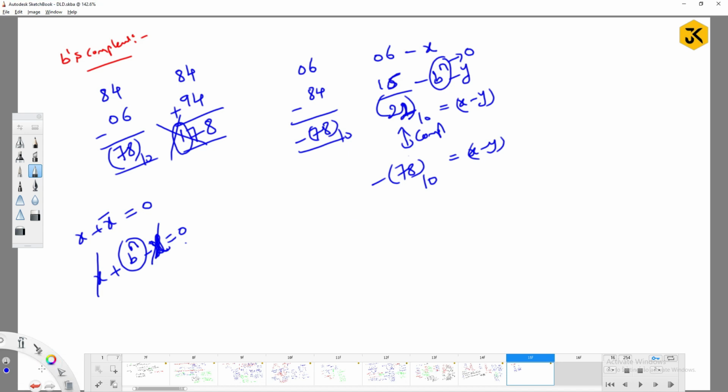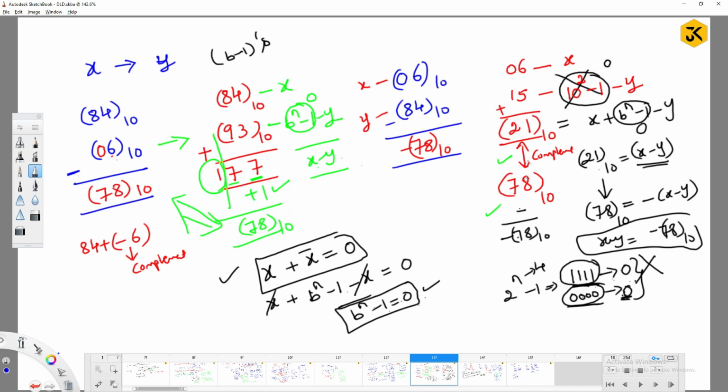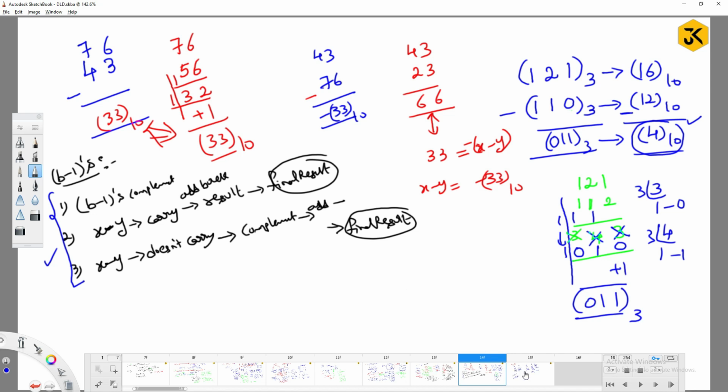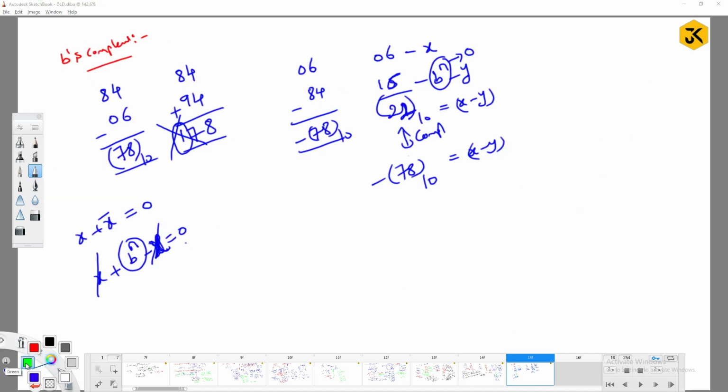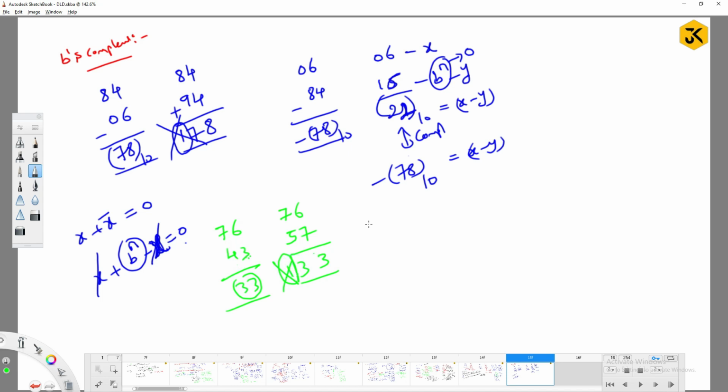So let's try with another example, 76 and 43. What is the value? 76. This is 56. The 9's complement is 56, the 10's complement is 57. So 133, and the 1 is discarded. So are you going to get the result or not? Yes, the 1 is discarded. Similarly, 43 minus 76.